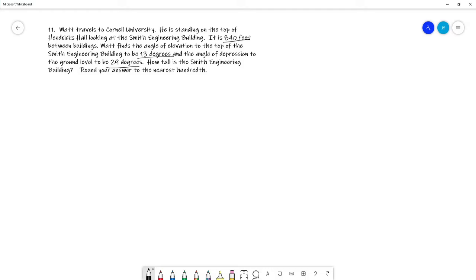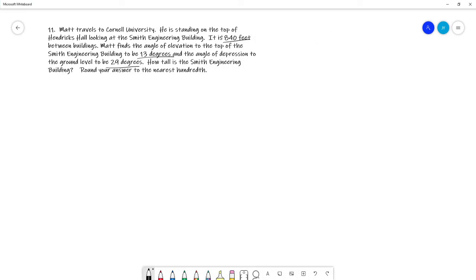So we have this problem. Matt travels to Cornell University. He's standing at the top of Hendricks Hall building, and looking at the Smith Engineering building. It is 840 feet between buildings. Matt finds the angle of elevation to the top of the Smith Engineering building to be 30 degrees and the angle of depression to the ground to be 29 degrees. How tall is the Smith Engineering building? Measured to the nearest hundredth.